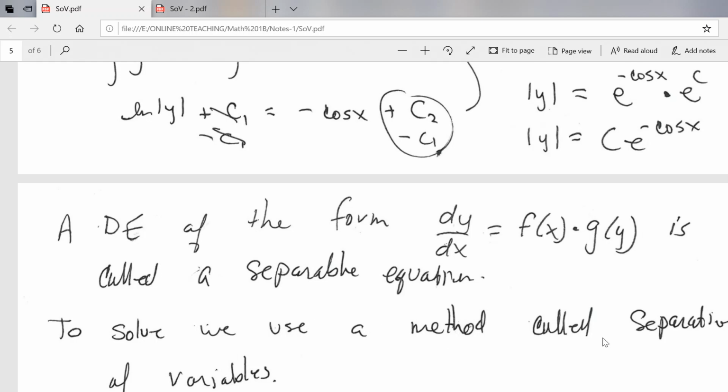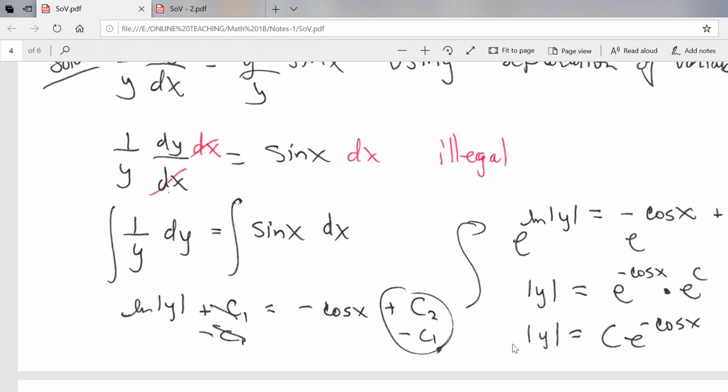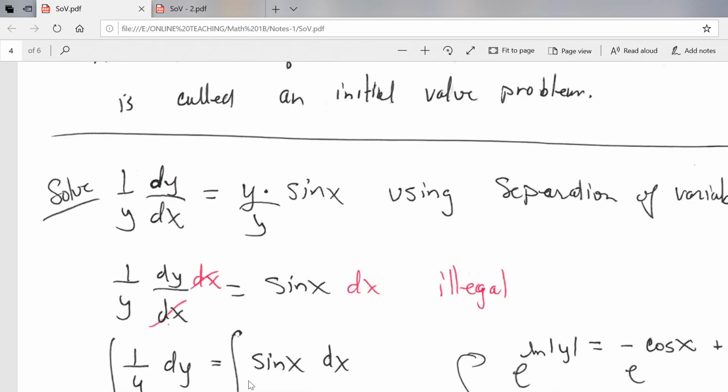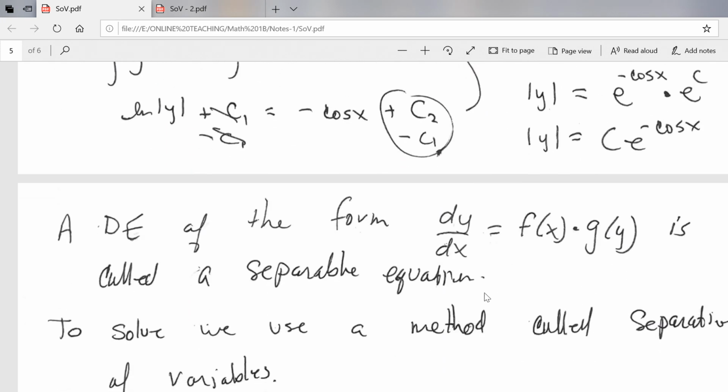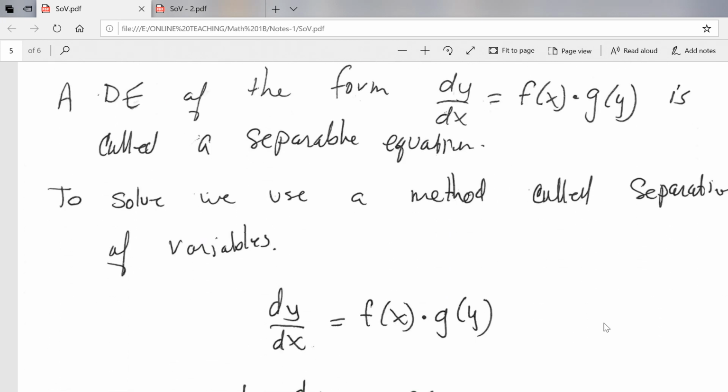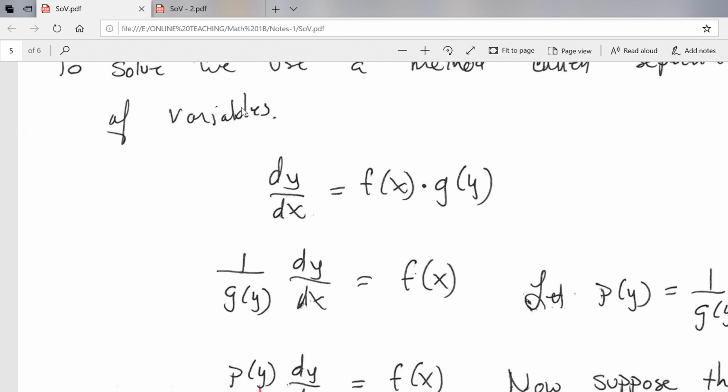To solve this, we use the method called separation of variables. And I already kind of demonstrated it up here. So here's how it really goes. You start with dy/dx equals f of x times g of y. I'm going to divide by g of y. I'm getting y stuff on this side again. But here's the thing. This time I don't multiply by dx. Why? Because I told you it's illegal. And so you can't do that.